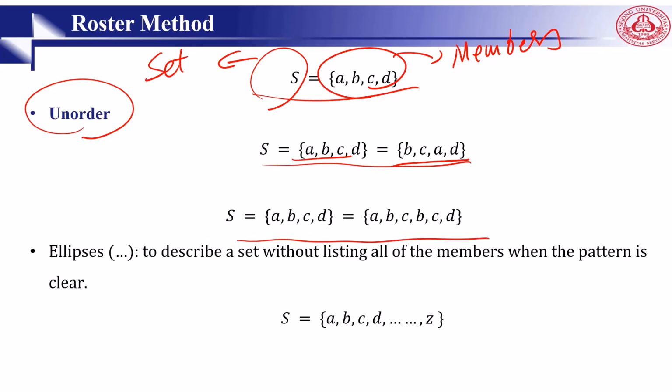Also, these two are the same, because even though B and C are repeated, each distinct object is either a member or it's not a member. Listing more than once does not change the set, right? So repeating doesn't matter. We use ellipses, three points, to describe a set without listing all the members. For example, A, B, C, D, E, F, G, H, up to Z: instead of mentioning all, you just use ellipses. Or you can say, for example, 1, 2, ..., 100.